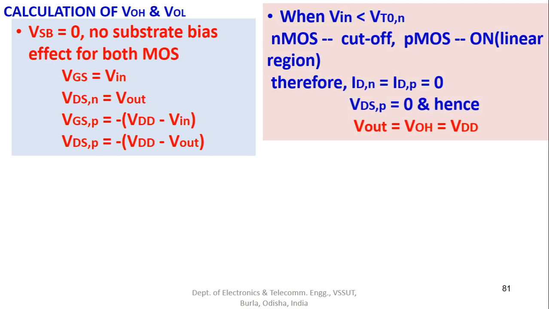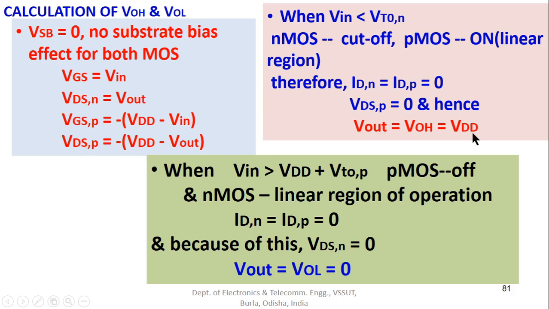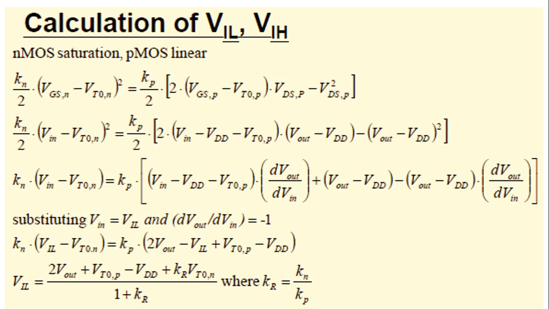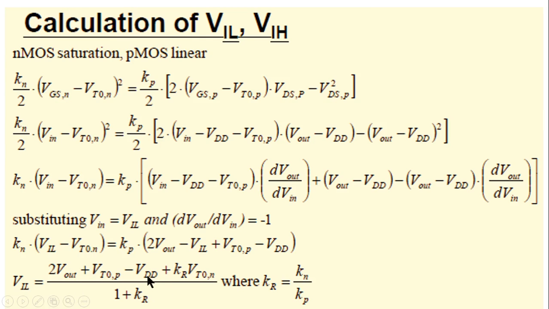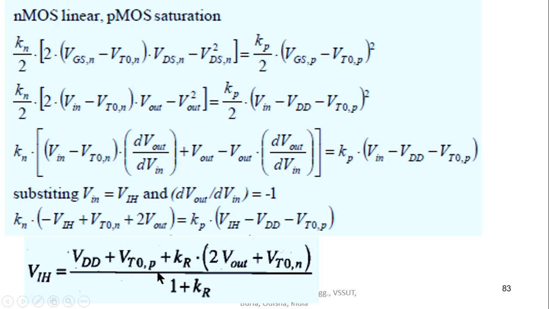Then we had seen that VOH is equal to the power supply given to the circuit, VDD, and VOL is equal to the ground voltage, or zero volts. So this is straightforward. And then we saw the derivation of the equations for VIL and VIH, and on what parameters these VIH and VIL depend.